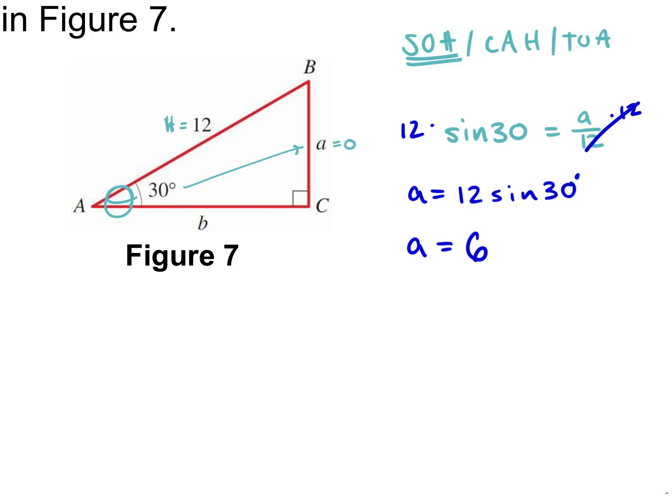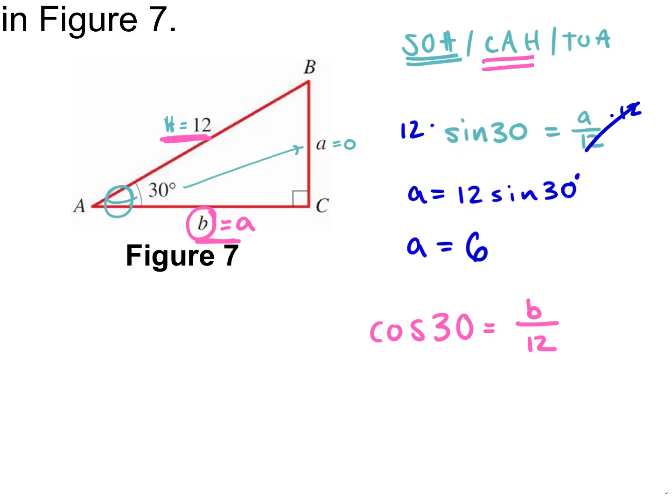Now let's do the same thing to solve for B. We're going to use B and 12. So is B our opposite, adjacent, or hypotenuse? What do we think? B would be our adjacent. So what trig function uses hypotenuse and adjacent? Cosine. So we could say the cosine of 30 degrees equals adjacent over hypotenuse. So that would be B over 12.